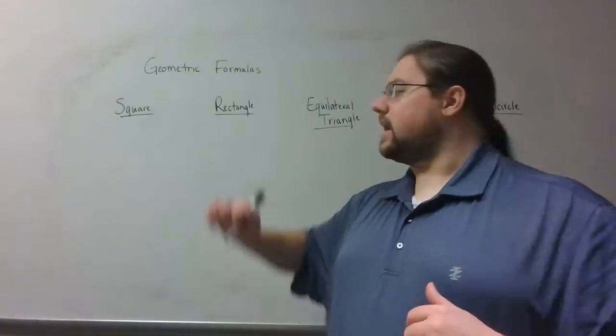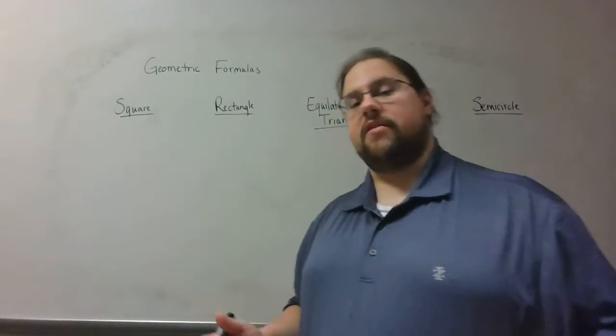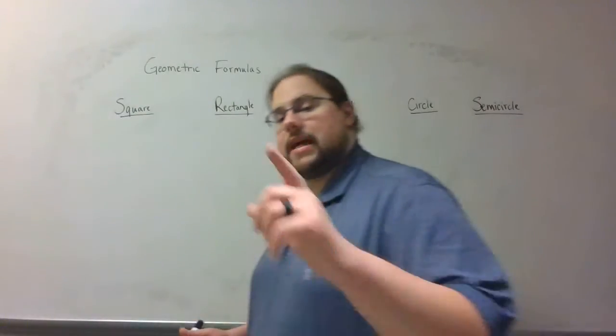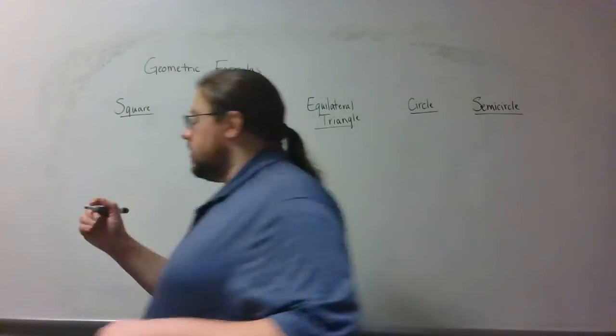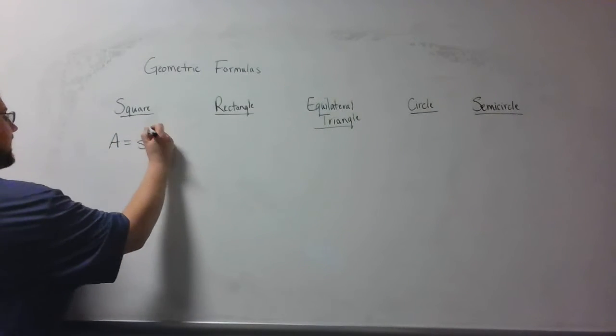So what I'm going to do is go over the geometric formulas real fast, maybe give you a quick explanation of them, and then we'll talk about how to find volume in a second. So first and foremost, a square. The area formula for a square is s, the side length, squared.